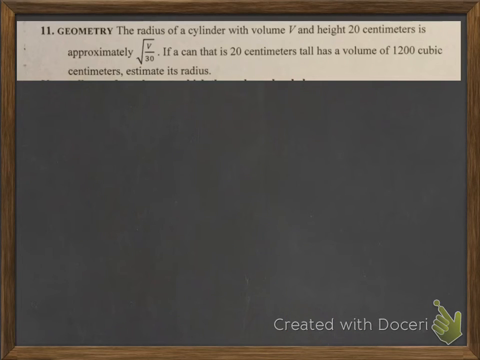And, all right, so let's take a look at this one. Do not be intimidated by these problems. These problems look intimidating, but they're really not. So it says the radius of a cylinder with volume V and height 20 centimeters is approximately the square root of V divided by 30.